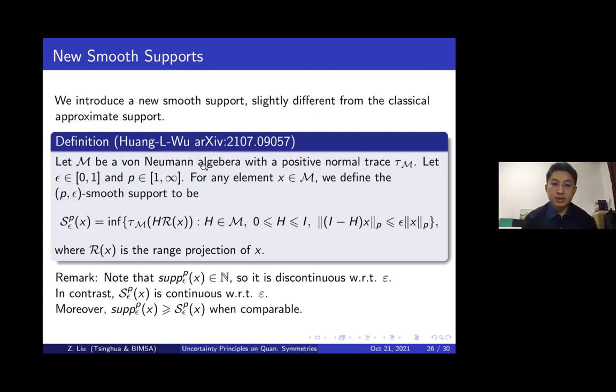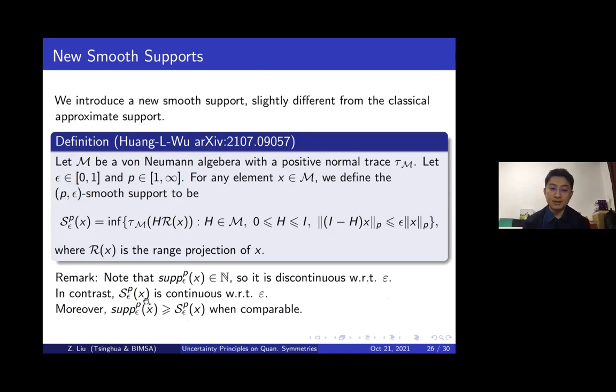Similarly, we introduce a support also with small perturbation, but this is slightly different from their definition. And the advantage of this definition is the following. This support is continuous with respect to epsilon. So for the previous definition, the classical one, the support is still the value of some size. We'll take a small perturbation. And here, when we define this new support, it's a continuous function with respect to epsilon. So its value doesn't have to be an integer.